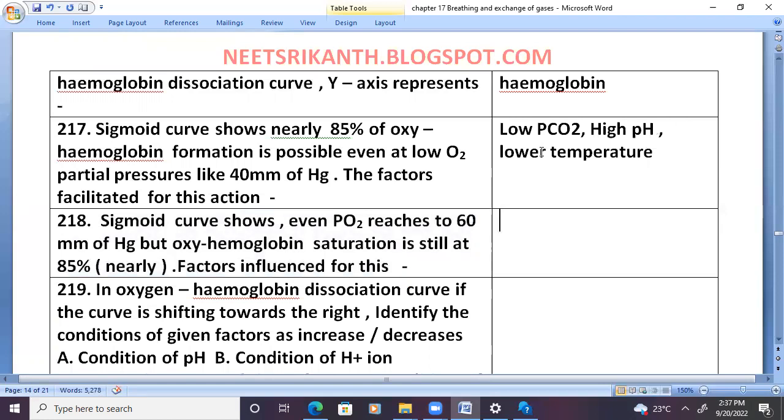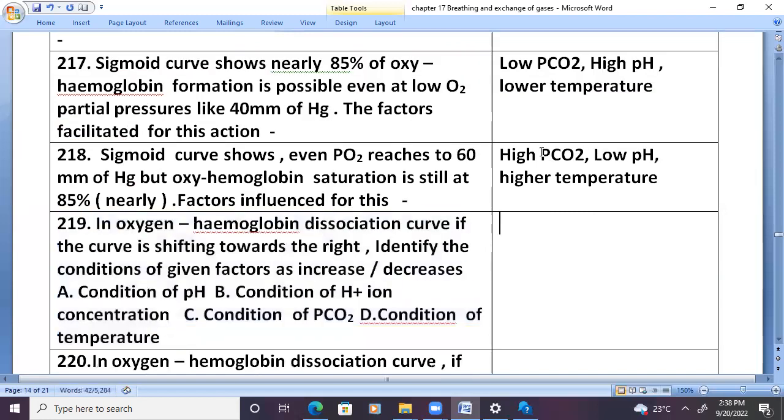The sigmoid curve shows that even when PO2 reaches 60 mm of Hg, oxyhemoglobin saturation is still nearly 85%. Factors influencing this: high carbon dioxide, low pH, and higher temperature do not allow binding of oxygen with hemoglobin.